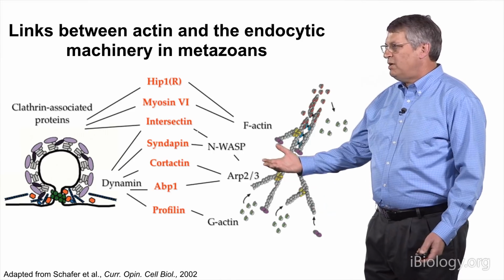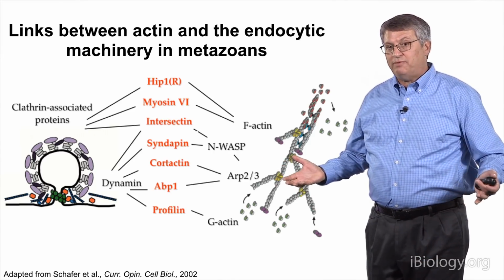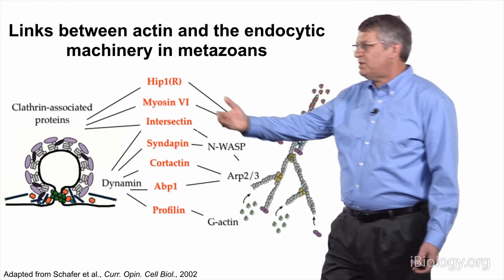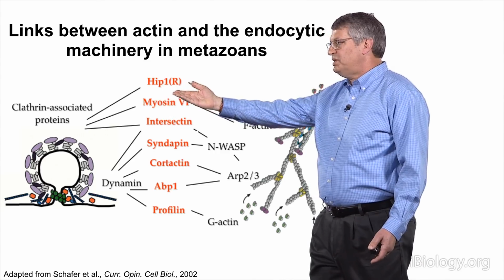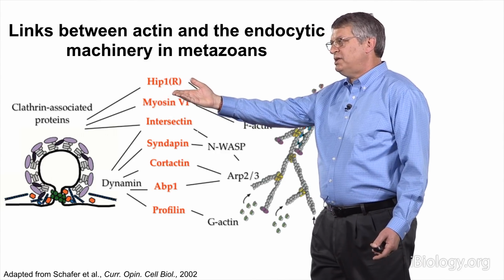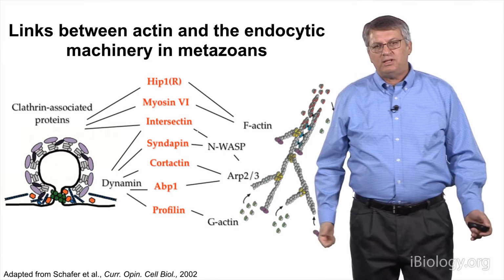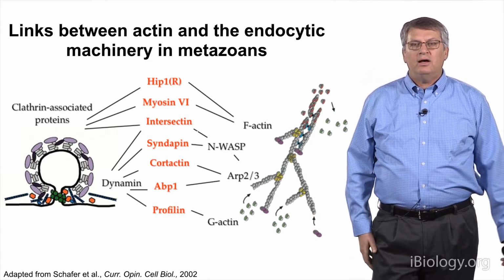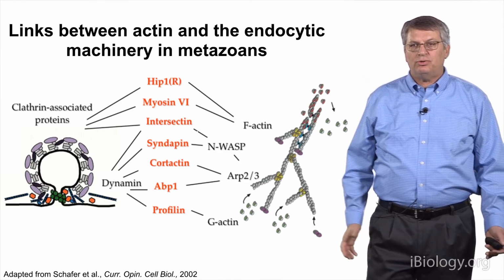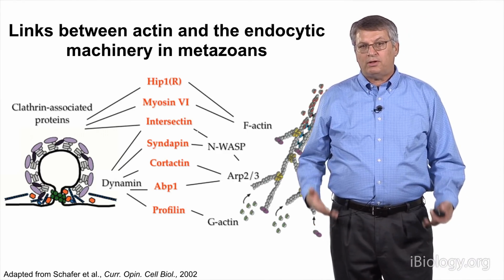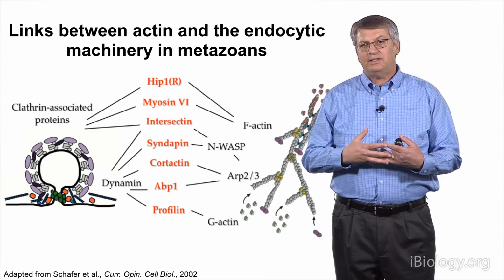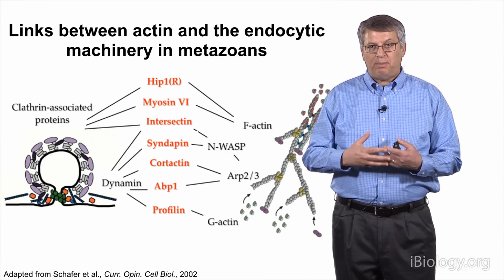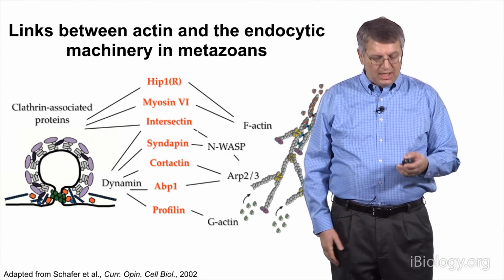And when we started working on mammalian cells, having previously worked on yeast, we decided to focus on this protein HIP1R. It stands for Huntington interacting protein. And the reason for that is because it is the mammalian homologue of a yeast protein called SLA2 that we had shown was very important for integrating the activities of the actin cytoskeleton and the endocytic pathway. And so we decided to just take a jump in.